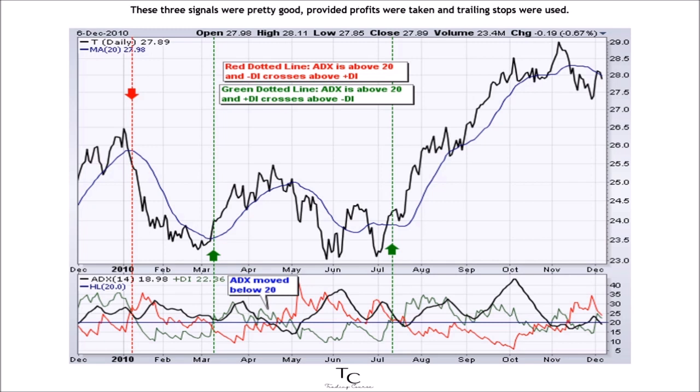These 3 signals were pretty good, provided profits were taken and trailing stops were used. Wilder's parabolic SAR could have been used to set a trailing stop loss. Notice that there was no sell signal between the March and July buy signals. This is because ADX was not above 20 when minus DI crossed above plus DI in late April.